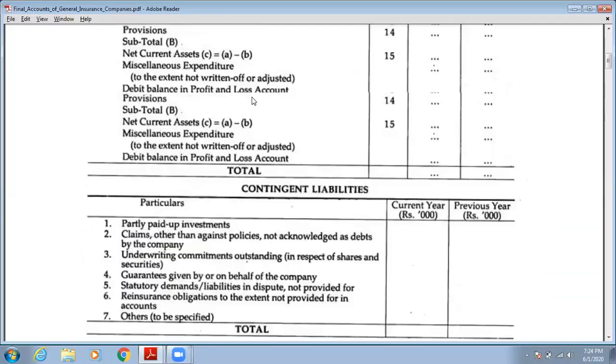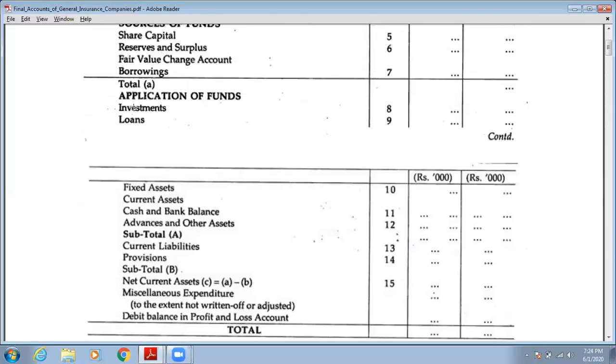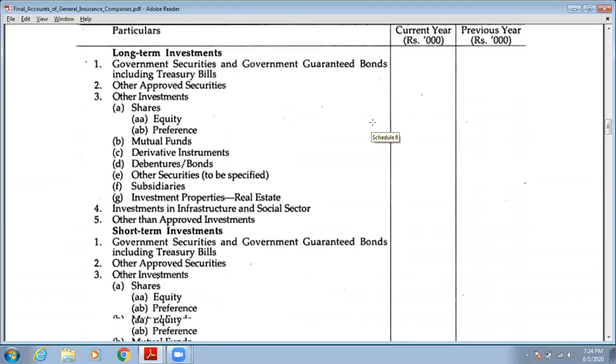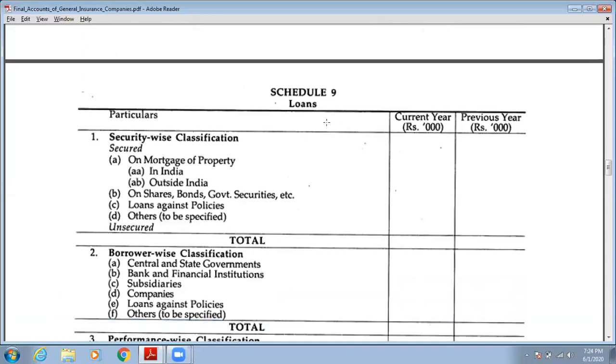Now see the balance sheet. Next is loans. For loans you will prepare schedule number 9. Which kind of loans will you include in schedule 9? Let's see schedule 9. First is security wise classification. First you will classify loans security wise. There may be two kinds of loan: first secured and second unsecured. First we will write the secured loans.